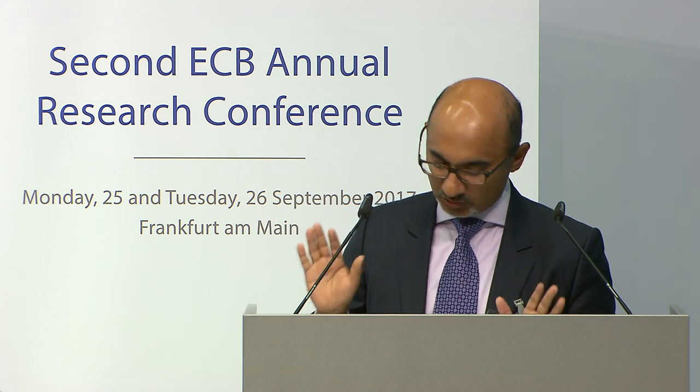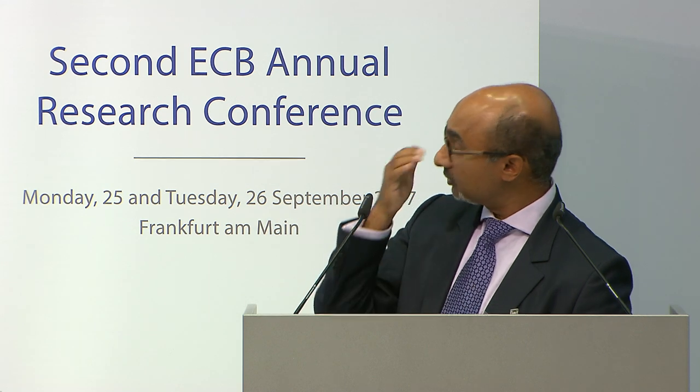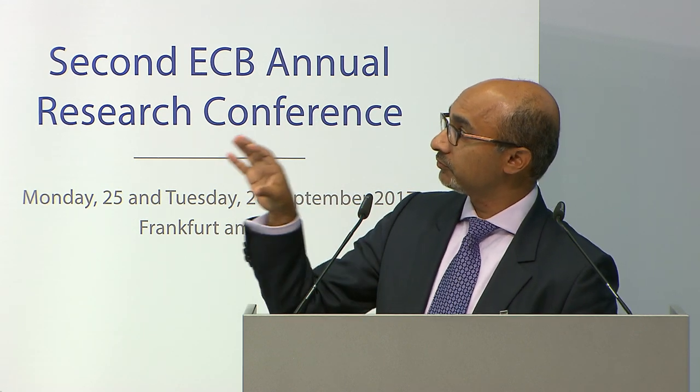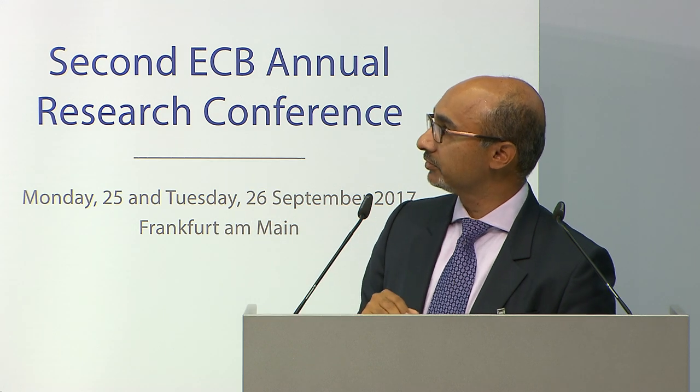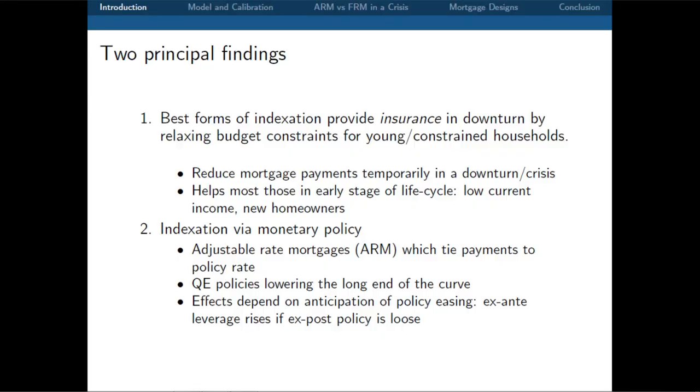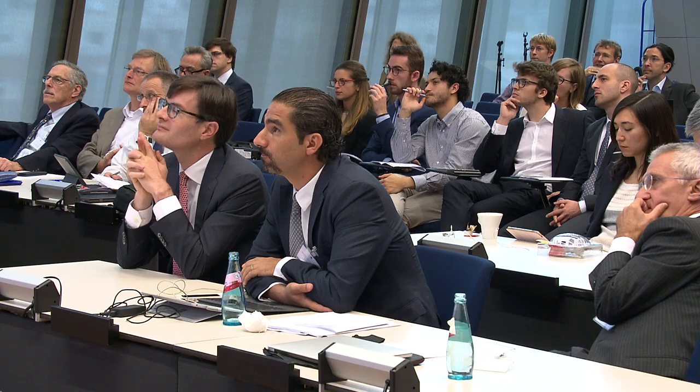There are really two main results that I'm going to try to show you today, and these are all quantitative statements. The first is that if you sort among different types of mortgage design, the best forms of indexation relax budget constraints particularly for young homeowners, people who bought homes recently and are relatively constrained. Their savings is low, they've bought a home, and they're up against payment constraints. A form of indexation that relaxes those payment constraints can deliver big welfare benefits. Almost all forms of state-contingent indexation will deliver welfare benefits, but if you sort among them, this one does a particularly good job. I'll give you some intuition for why that works and show you some numbers. That's one result I'll stress in this presentation.